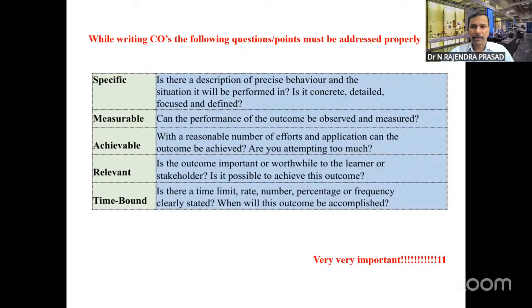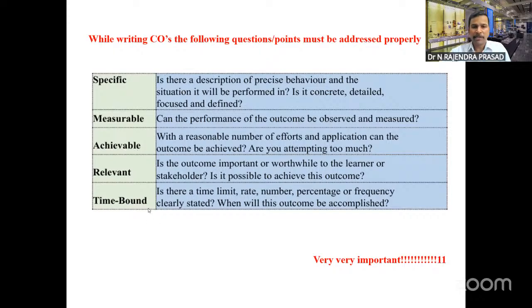Okay, the CO, whatever you are writing, should be relevant. So relevancy in terms of the outcome of the course. Is the outcome important or worthwhile to the learner or stakeholder? Is it possible to achieve again?